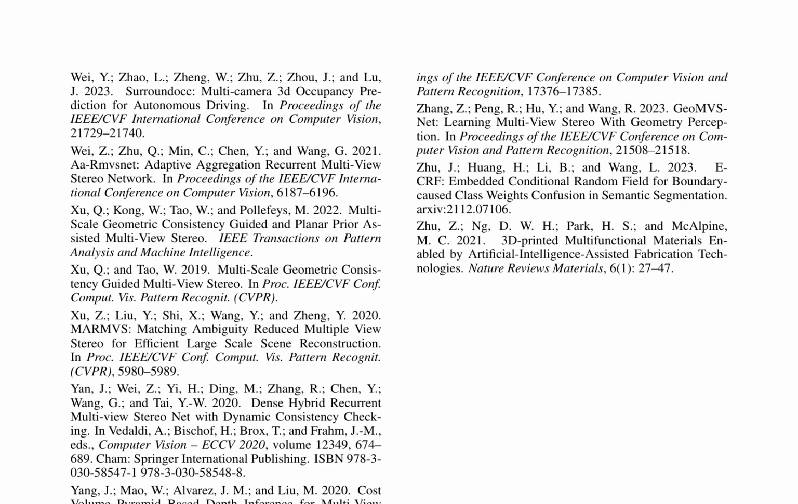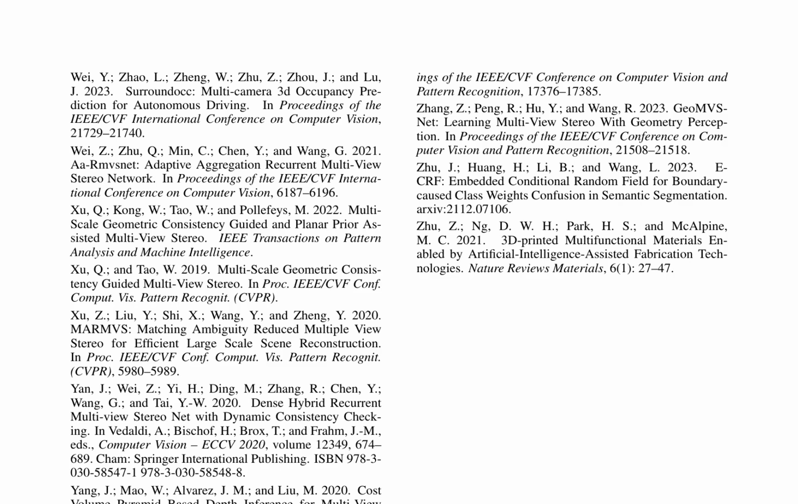Similarly, Wei et al. 2021 propose RMVS-Net, which adapts to different scenes through adaptive aggregation and recurrent refinement. This model significantly improves depth estimation accuracy in diverse environments. Xu et al. 2022 focus on geometric consistency and planar prior assistance in MVS, demonstrating improved performance over previous methods. Their work builds upon earlier research, Xu and Tao 2019, that emphasized the importance of multi-scale geometric consistency for enhancing MVS accuracy.